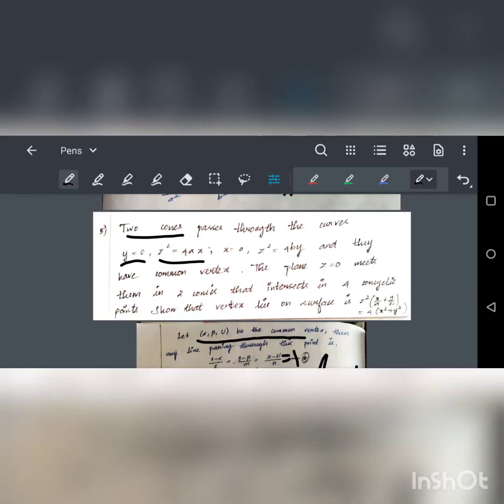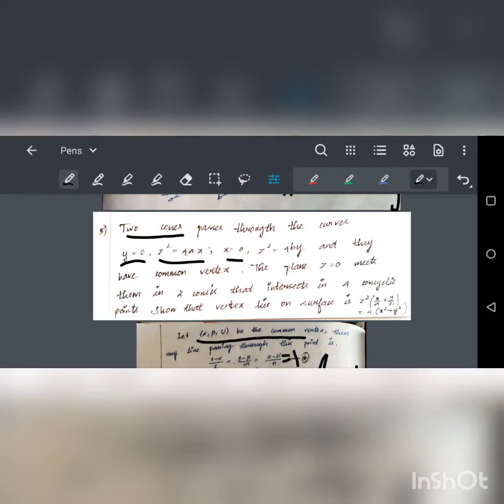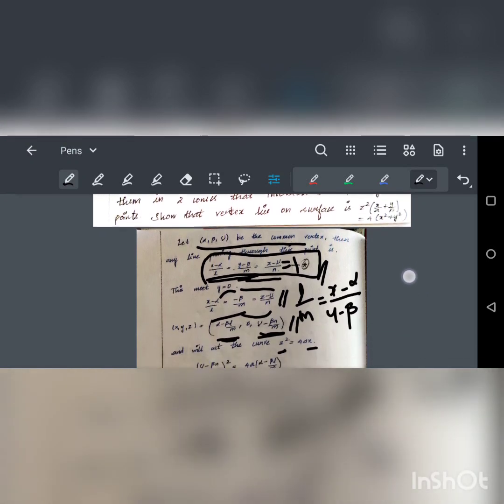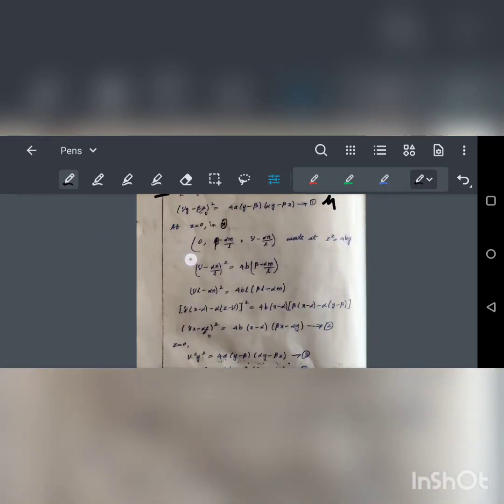So this is for one curve. Next, you are provided with another curve, x is equal to 0 and z square is equal to 4by. We need to do the same procedure, that is, take this star and replace x is equal to 0, and calculate the point of x. This is the value for your x. It meets at z square is equal to 4by, so replace the values for z and y here and simplify, and you will get this.